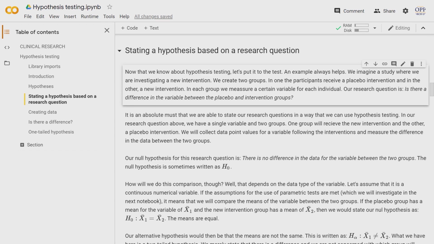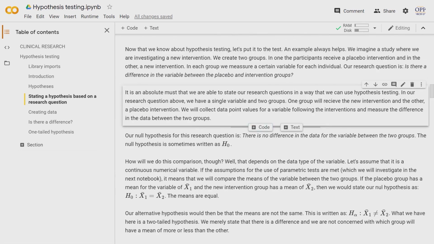That's my research question. So many times we have these nebulous thoughts about our research. Oh, I wonder what the outcome of this is, or what the difference is. You've got to be able to break it down to something that you can state hypotheses for. And so you've got to be very clear about this. And this research question here is very clear: is there a difference in the variable between the placebo and intervention groups?